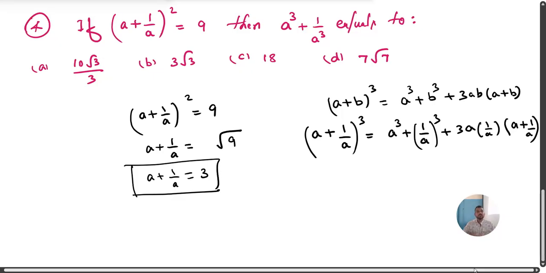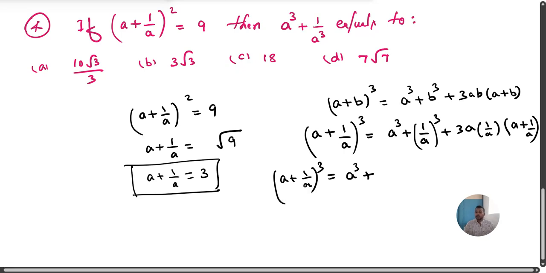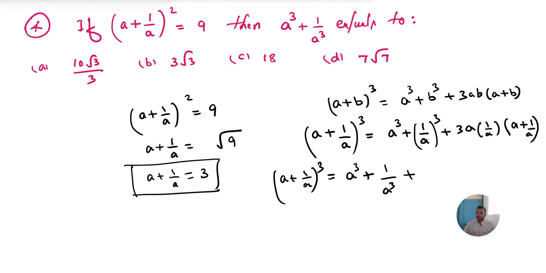Clear? समझ में आया बेटा? a की जगह a लिखो, b की जगह 1 by a सब्स्टिट्यूट करो. So (a plus 1 by a) whole cube becomes a cube plus (1 by a) whole cube plus 3a into 1 by a into (a plus 1 by a). Now as you can see, a cube plus 1 by a cube, this is (a plus 1 by a) whole cube here. Am I right? The a gets cancelled: 3 into (a plus 1 by a).